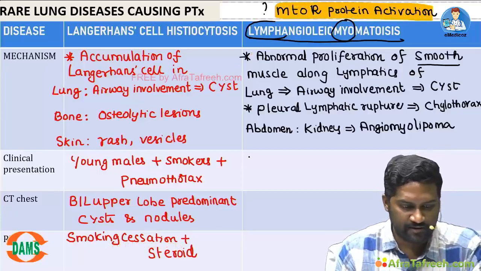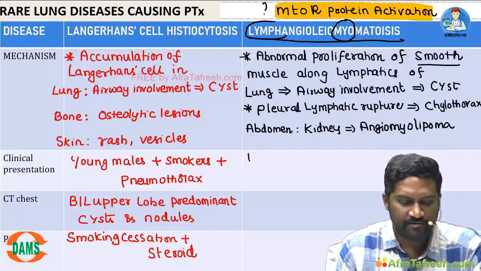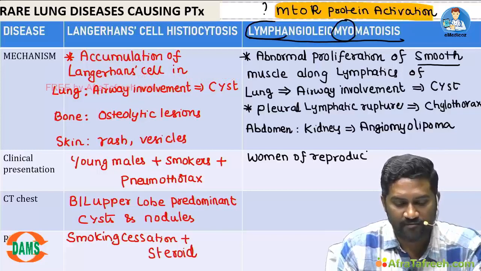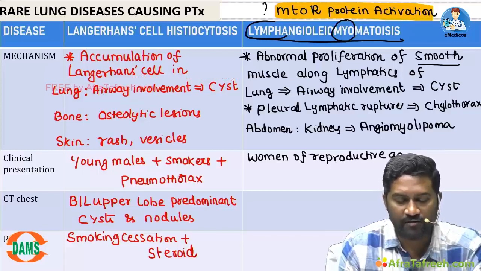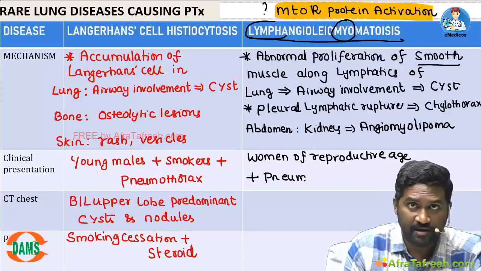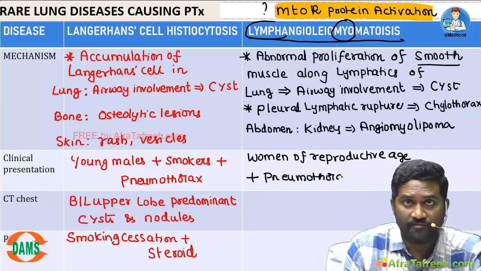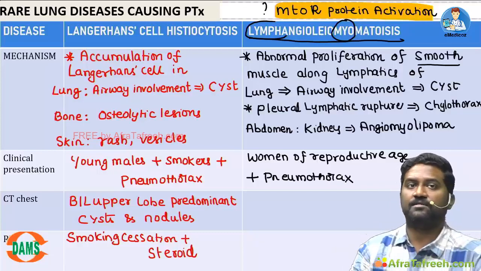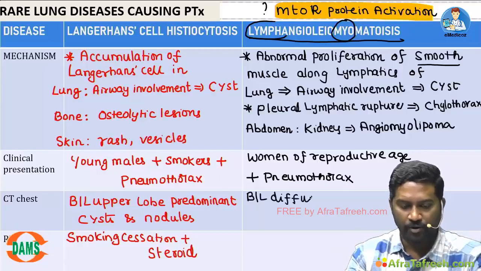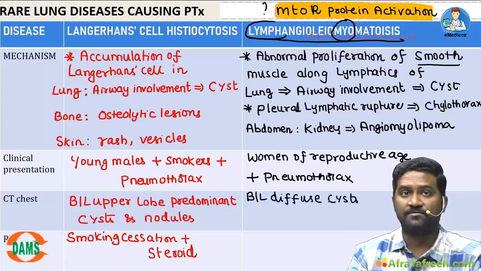Then clinical presentation. Here these patients will generally be young females, women of reproductive age, and because of the cysts, they rupture resulting in pneumothorax. Women of reproductive age presenting with pneumothorax. On CT chest, it will be bilateral diffuse, top to bottom, side to side, all areas. You can see multiple cysts.